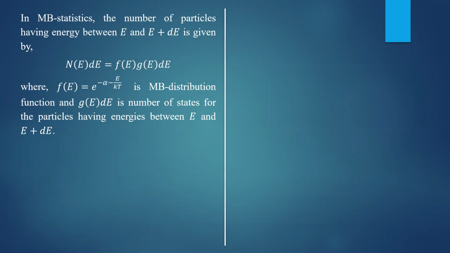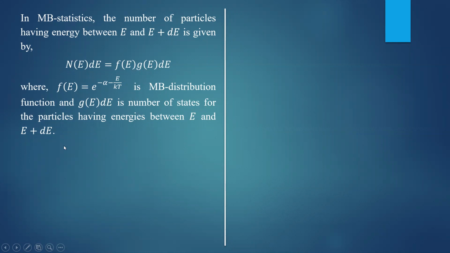Now we know that f(E) is equal to e to the power minus alpha minus E by kT, which is the Maxwell-Boltzmann distribution function, and g(E) dE is the number of states for the particle having energies between E and E plus dE. Substitute for f(E) and substitute for g(E), you will get the number of particles present in that energy range.